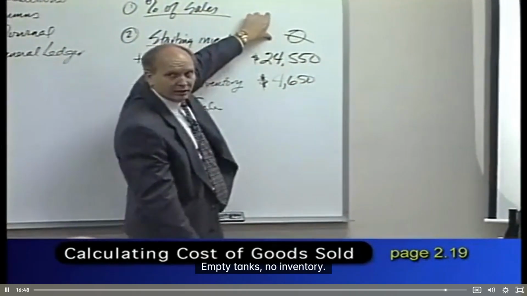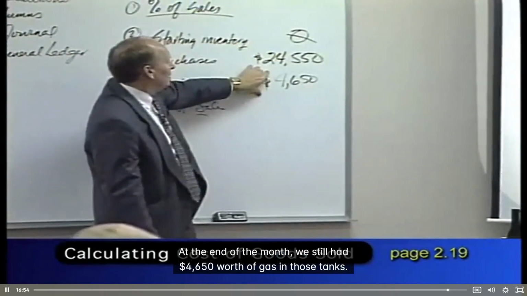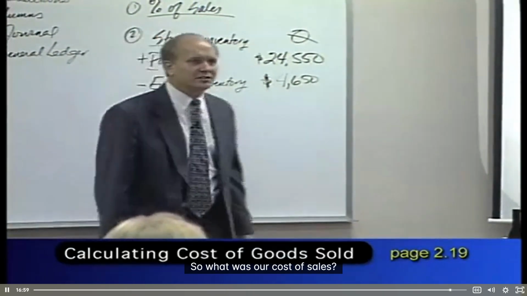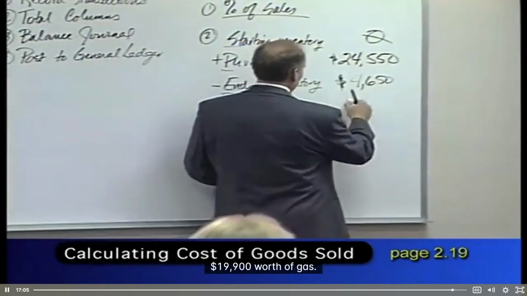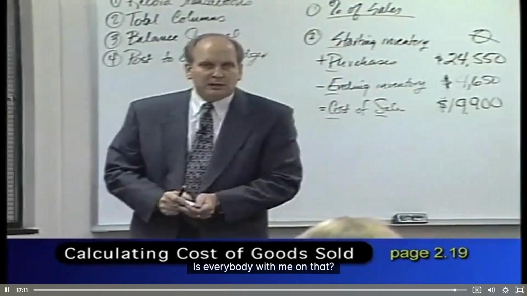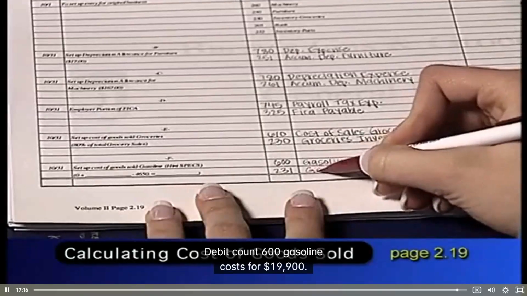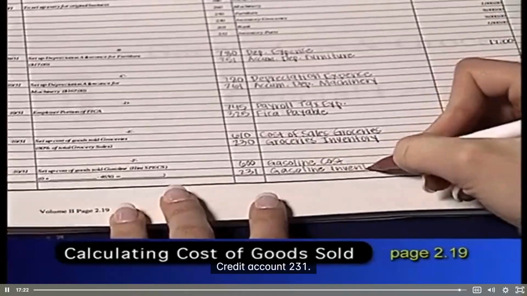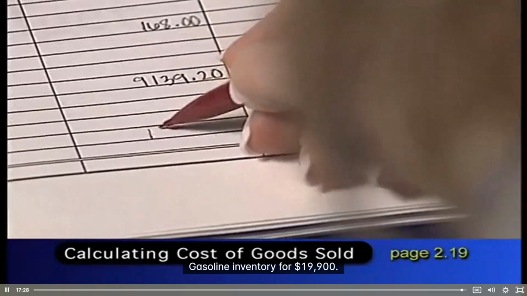Okay, now let's go through this. Empty tanks, no inventory. We bought $24,000 worth of gas during the month. Okay, at the end of the month, we still had $4,650 worth of gas in those tanks. So what was our cost of sales? $19,900 worth of gas. Is everybody with me on that? Okay. Very good. Debit account 600, gasoline costs, for $19,900. Credit account 231, gasoline inventory, for $19,900.